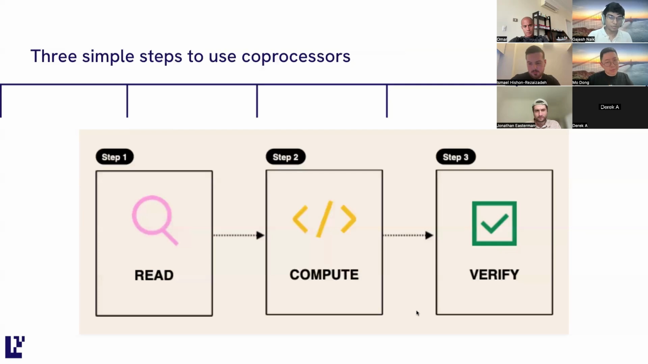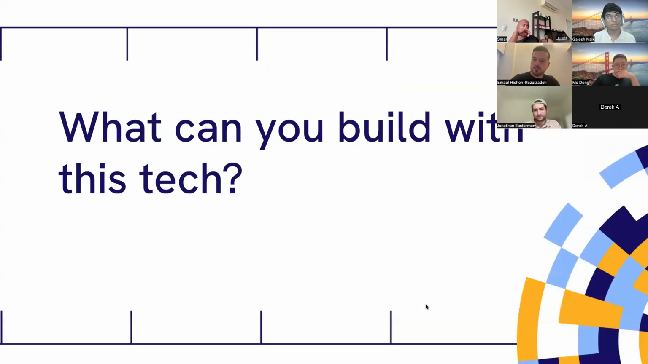Now coprocessors make it super simple. You read the data, you make a SQL call or use an SDK, request it off chain, and then it's submitted on chain after the computation is done. Cool. Now what things can be built with coprocessors?